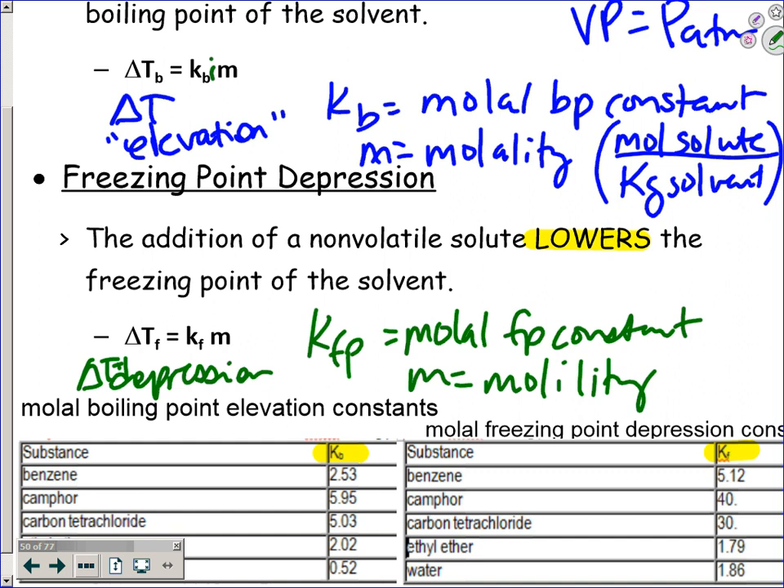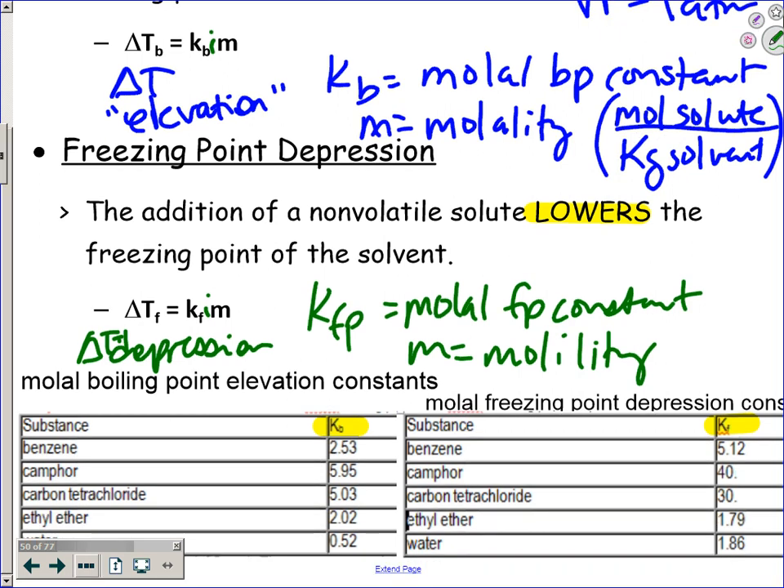And then we also will include i. So the more particles you make, the more significant your changes are. So we have to include the i because covalent substances just don't affect boiling point and freezing point as much as ionic substances do. So to respectfully include the ionic substances and the particles they break into, we include i in this. And then maybe you can tell me, looking at the equation, delta T, K, and m, what should K's units be? If m is molality, it's a little m, and then T should be in what, likely? Celsius.